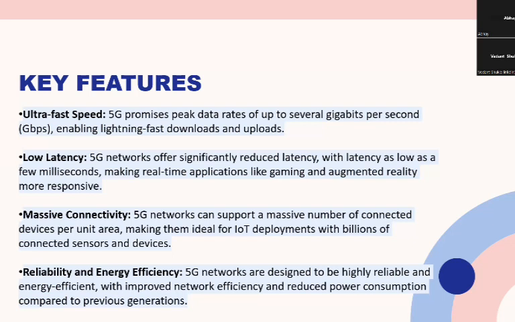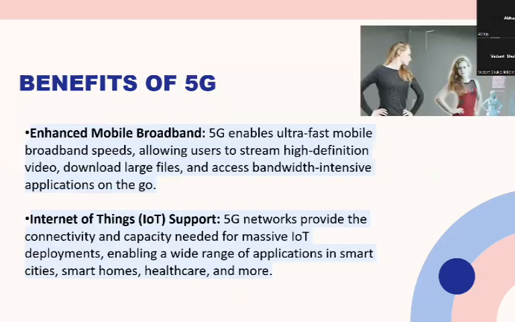So here is a quick look at the four features. It is ultra fast, low latency, massive connectivity, and reliable and energy efficient. And these are the benefits that we can get out of it. That is enhanced mobile broadband. You will have too much speed on your mobile itself. You can have 1 Gbps speed on your mobile. So that is enhanced mobile broadband. The next one is IoT support. You can get IoT support out of it.